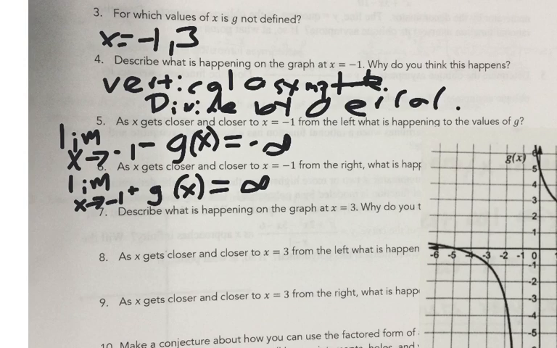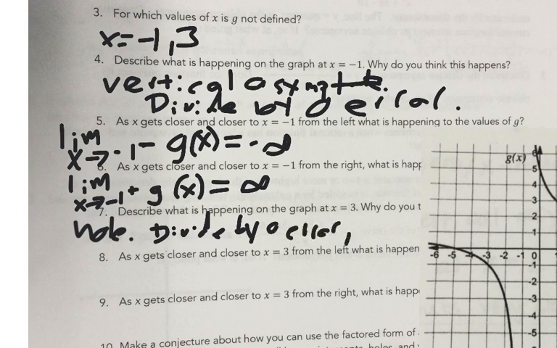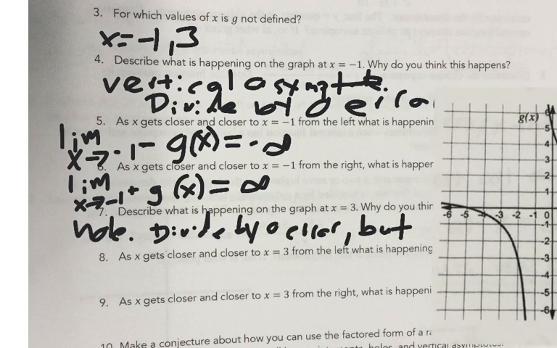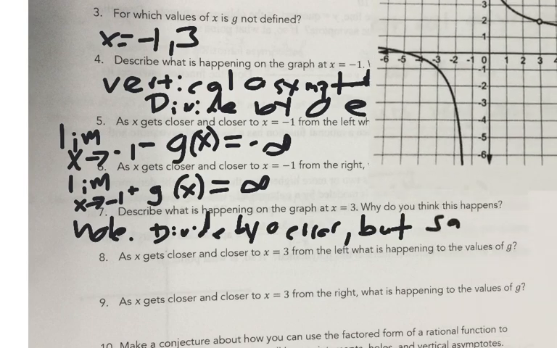7. Describe what is happening on the graph at x equals 3. What happens? There's a hole. Why do you think this happens? There's a divide by 0 error. But the same factor is in the numerator. So that's why it wasn't a vertical asymptote. That's what made it be a hole. Right? Because I could cancel that out.